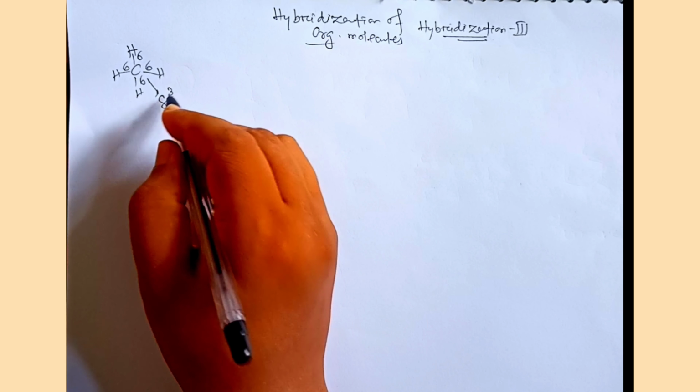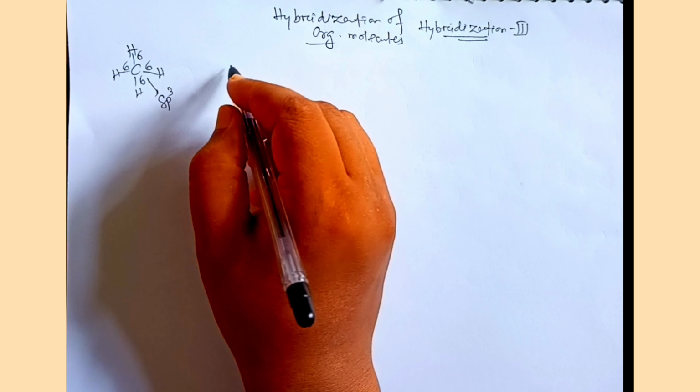Hybridization of organic molecule. This is the last discussion about the hybridization, so we can call this hybridization part 3. This is the methane molecule, a saturated hydrocarbon. Here this carbon is surrounded by 4 sigma bonds, so it is the hybridization of sp3.